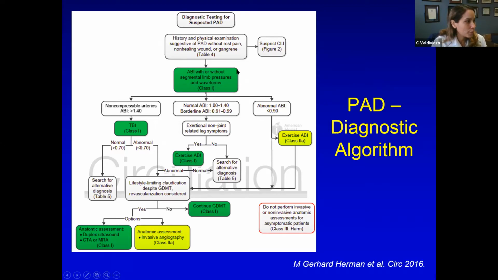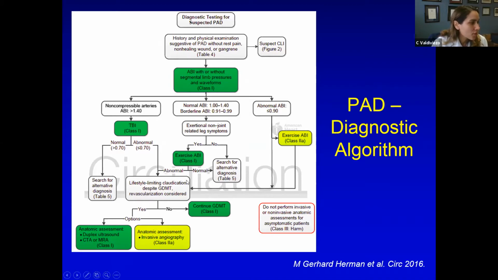So if you have a normal ABI or borderline ABI, then you may look for exertional non-joint related leg symptoms. If the patient has that, then you would proceed to exercise ABI. If it's abnormal, again, you would do lifestyle limiting.